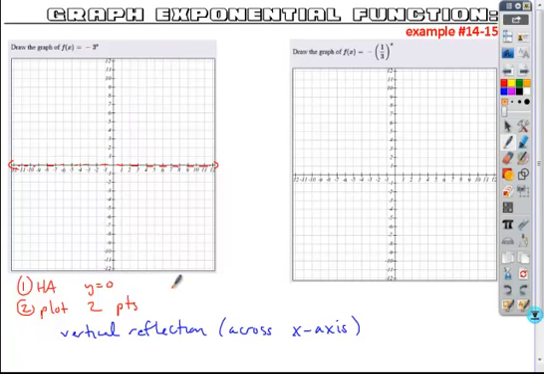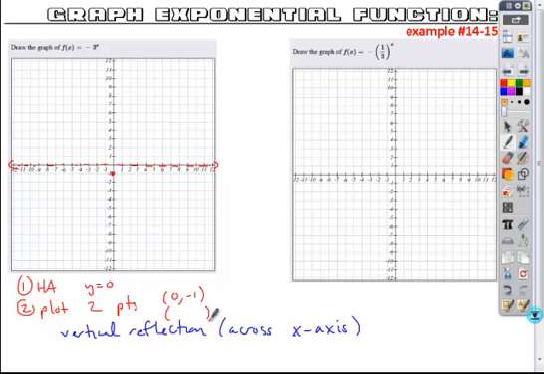So let's take a look at what the plotting of 2 points does. So the value of x that gives us a 0 here is 0. And when x is 0, what's y? Negative 1. So 0, negative 1. Notice that the reflection took care of itself in the plotting of points.